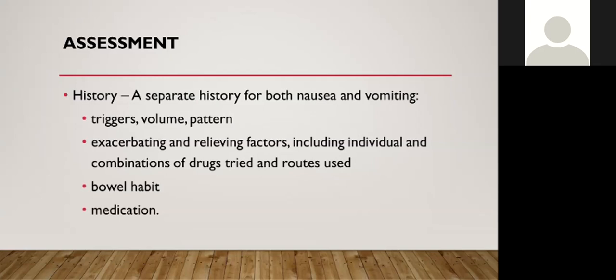So that's about the neural pathology and the receptors. Now, how do you assess a patient who presents to you with nausea and vomiting? As I mentioned earlier, we need to take a separate history. We need to find out exactly what's happening. So you have to ask a separate history for nausea and vomiting, like triggers, what is the volume, what's the pattern, are there exacerbating and relieving factors, including the individual or combination drugs that have already been tried.